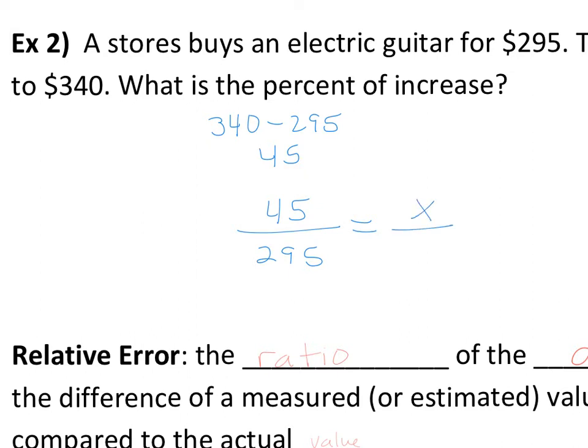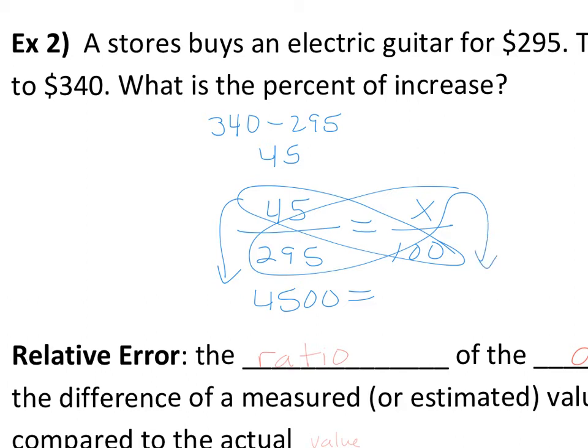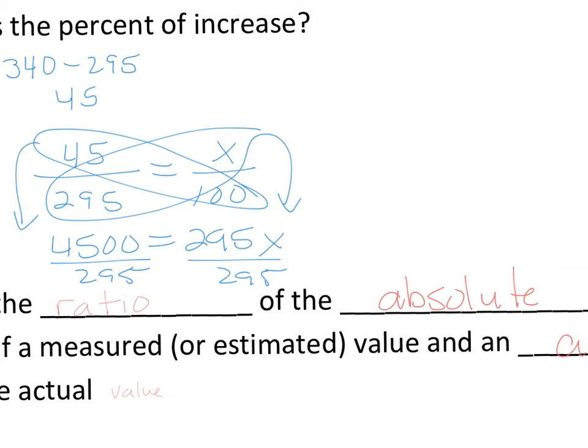Equals, percent is what I'm looking for, over 100. Then you're going to cross multiply and get 4,500 equals 295x, and then divide by your 295. Kind of running out of room here. So then x will equal 15.25%. And that's going to be my final answer. Again, on your homework, if it asks you to round to the nearest percent, you would round this to 15%, the nearest whole percent.